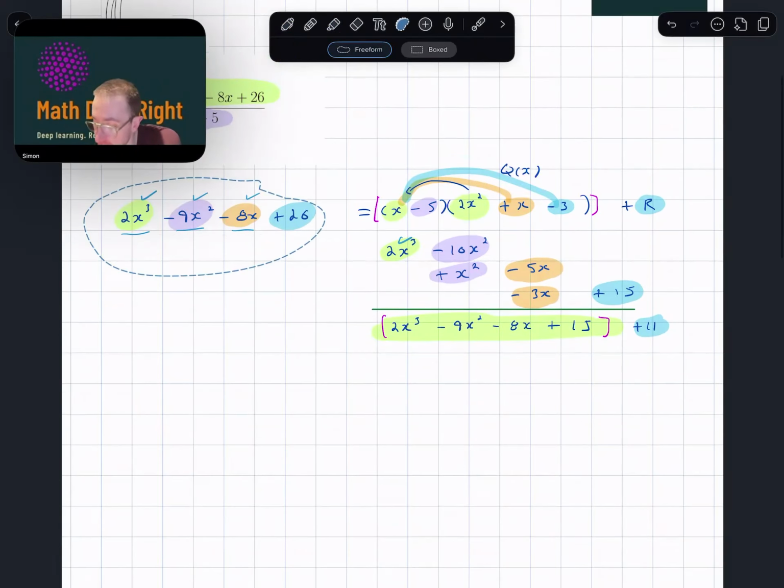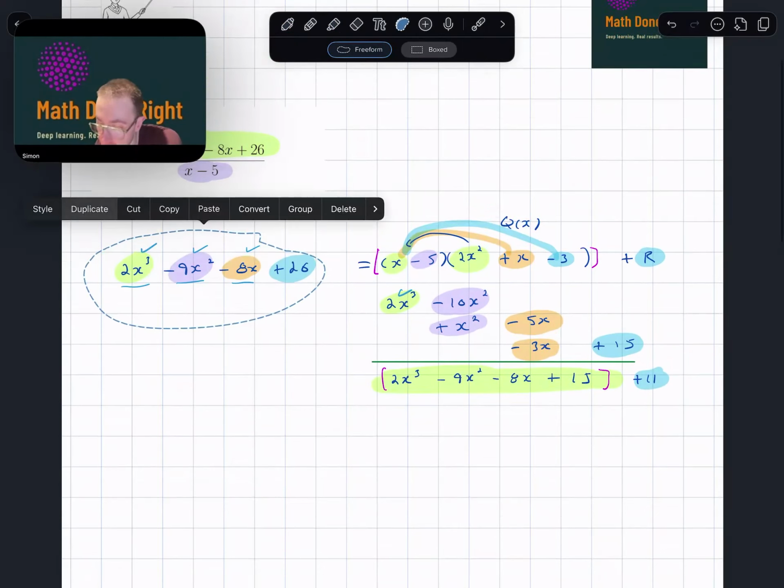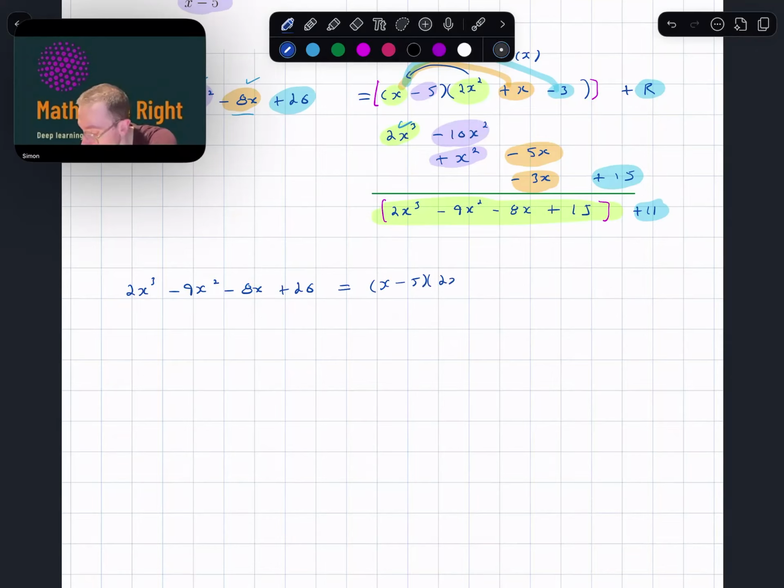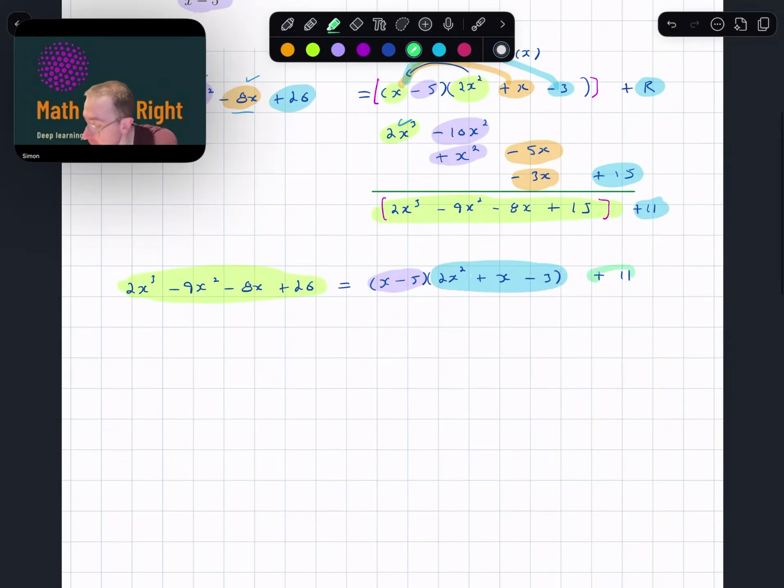And so this gives us our division statement. This is the division statement. 2x cubed minus 9x squared minus 8x plus 26 is equal to x minus 5 times 2x squared plus x minus 3, plus 11. This is the dividend, this is the divisor, this is the quotient, and this over here is the remainder.